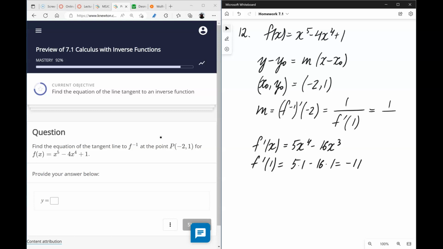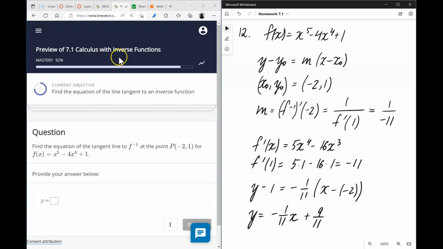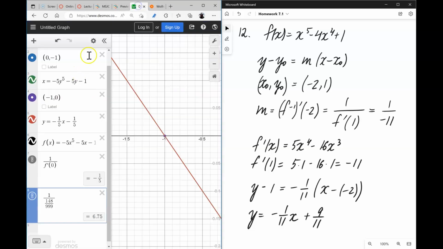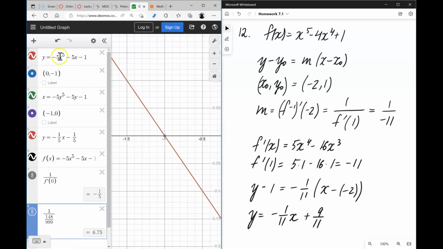and we evaluate it at 1. And now we got the equation. And we can isolate y. So it's -2/11 plus 1. So it's going to be plus 9/11. And before I input this, I would probably want to just double check.